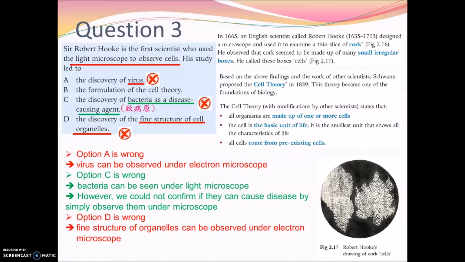Further steps are needed to make sure they will or will not cause disease. For example, put the bacteria in another animal, such as a chicken, and then see whether it suffers from any type of disease. So for option C, simply looking at the light microscope to observe the bacteria cannot tell whether they will cause disease. So that's why option C is also wrong.